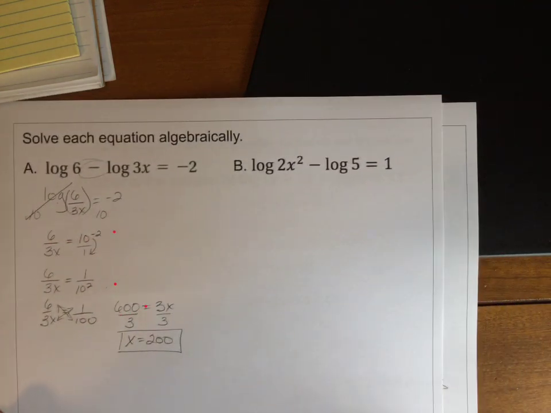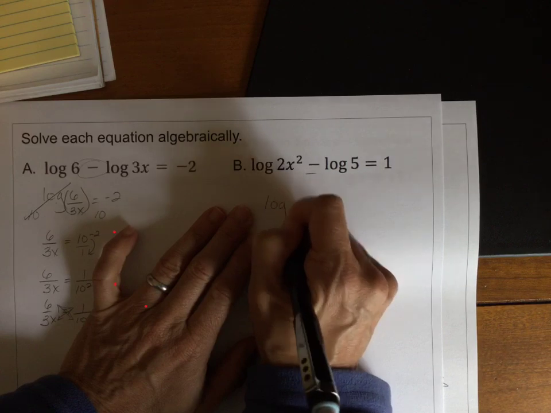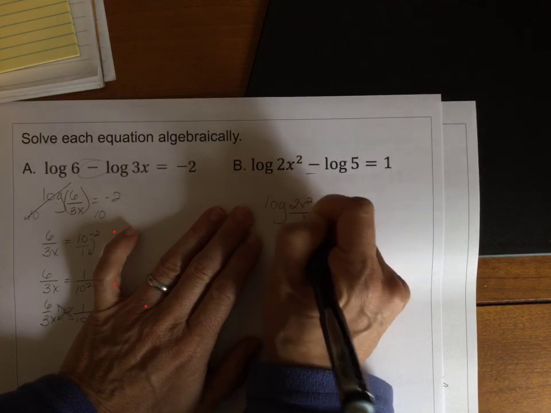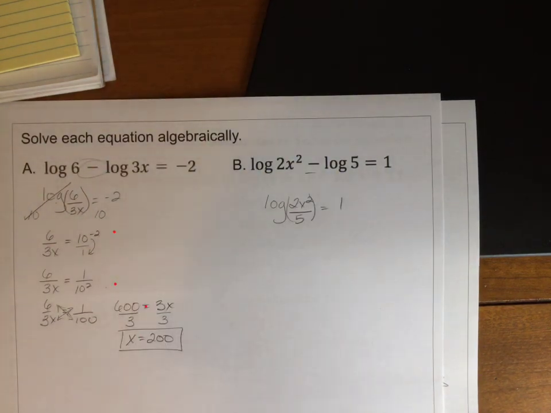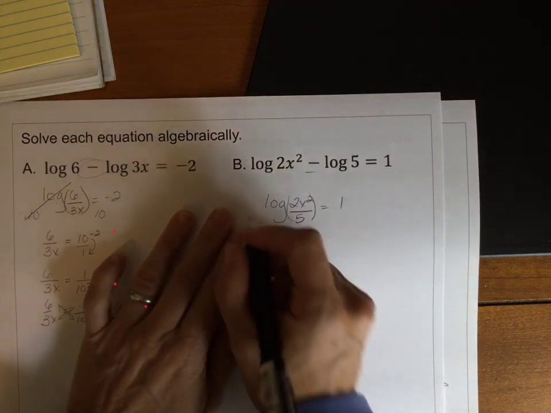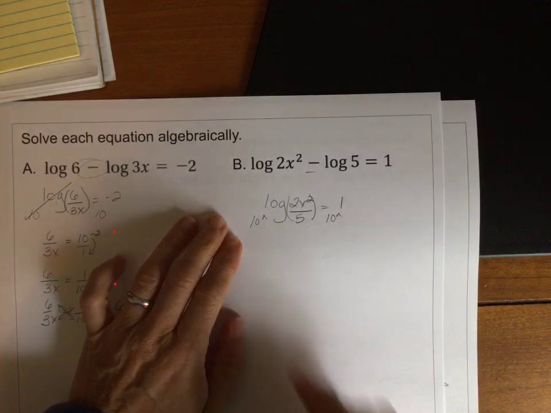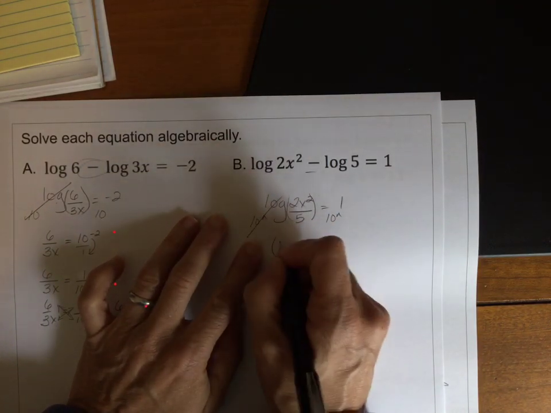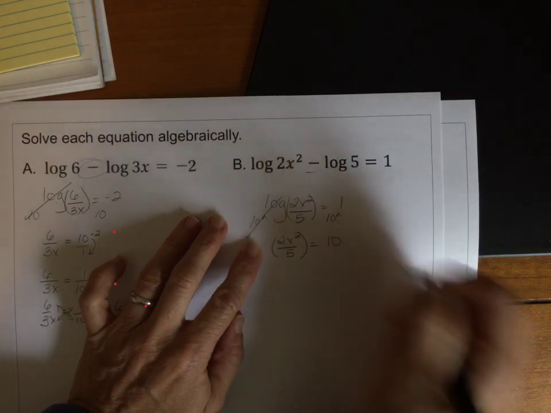All right. Last problem for this week before you guys finish up, do task number 2 and then an exit ticket. Again, we have some division. So I have log of 2x squared divided by 5 equals 1. Again, it's log base 10. So 10 to the power of on both sides. These undo each other, giving me 2x squared divided by 5 equals 10 to the first power, which is just 10.